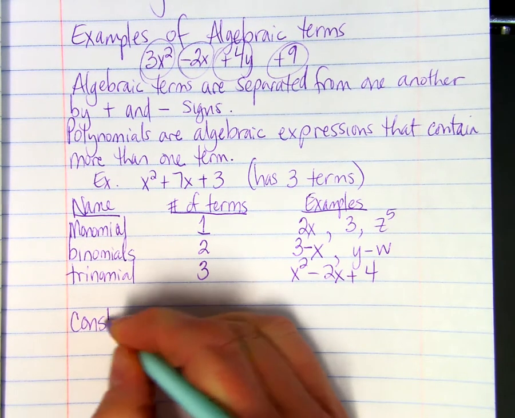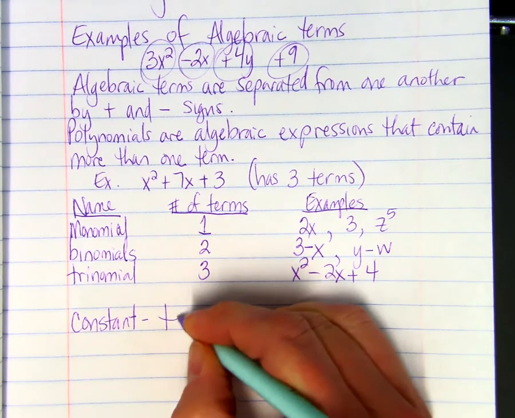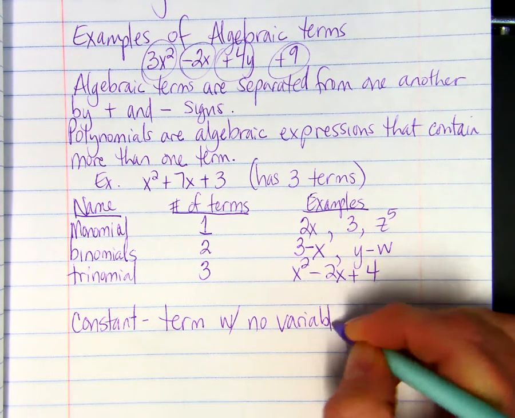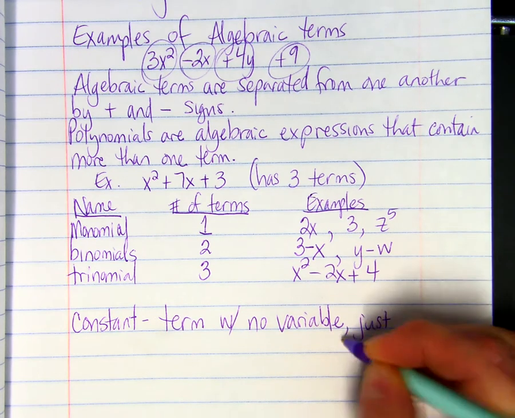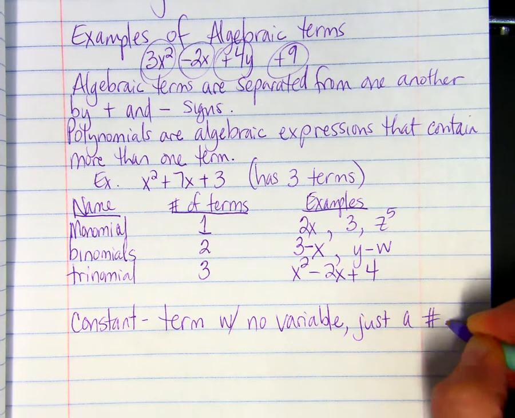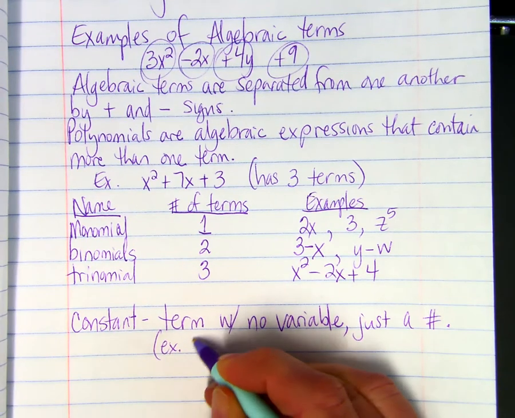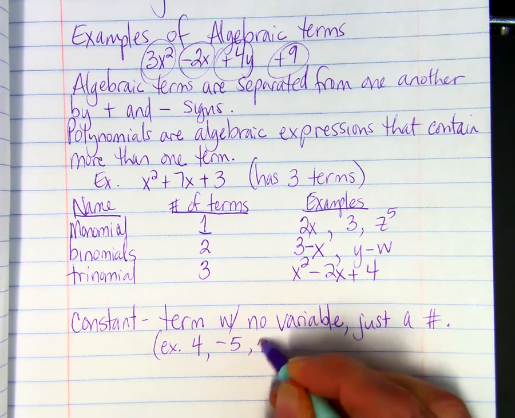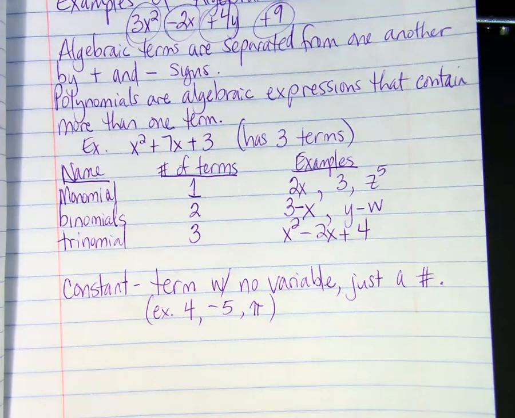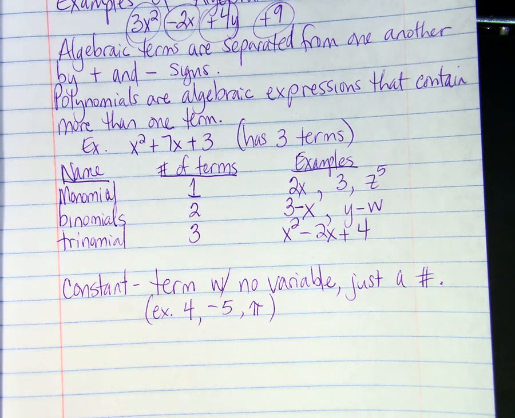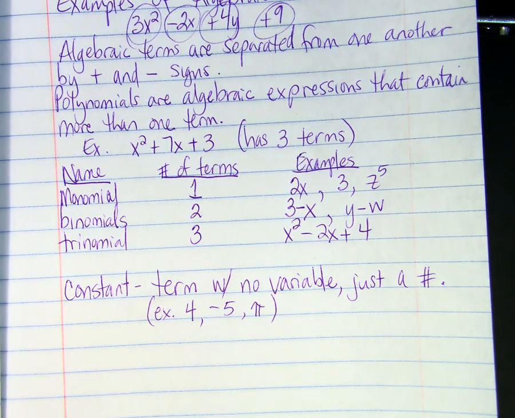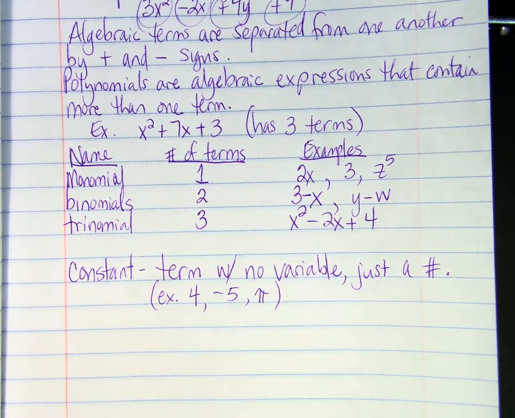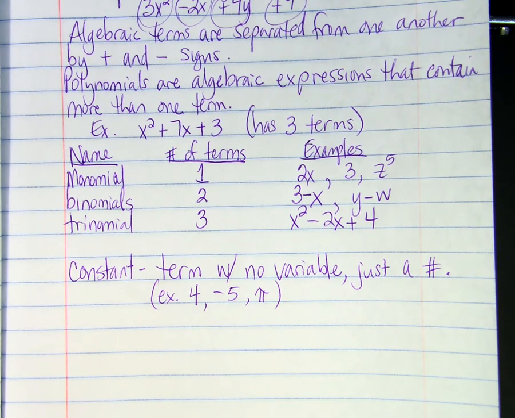A constant is just a term with no variable. It's just a number. So for example, number 4, that's a constant. Like negative 5, pi. These are constants. And I like to think of the word constant. I kind of compare it to, I say, well, it constantly has this value. So every time you see the number 4, it means 4.